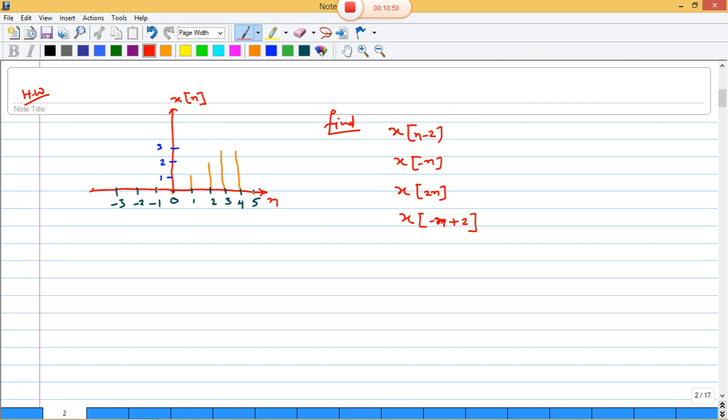Now the next question is: suppose two discrete time signals are given and added. What will be the result and how will it look?